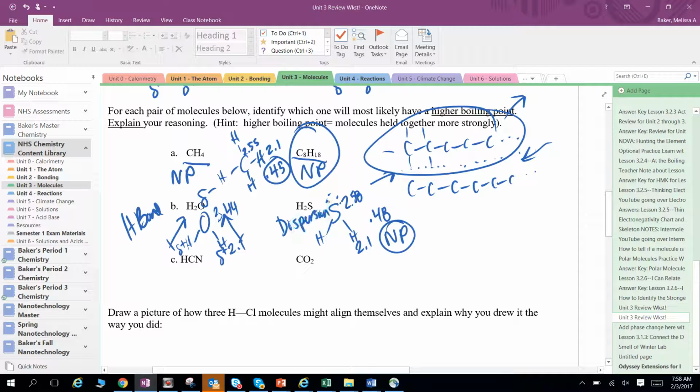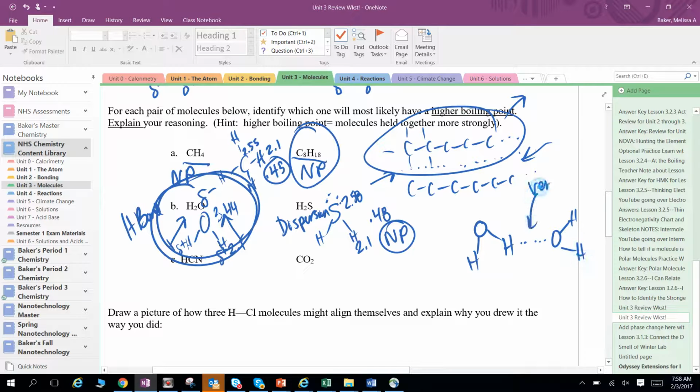So the one that would have the higher boiling point would definitely be the one with the stronger forces between them, because if you line up some water molecules, this intermolecular force between them is very strong. And that's because of those partial charges attracting these guys together. So it's going to require more energy to break that.